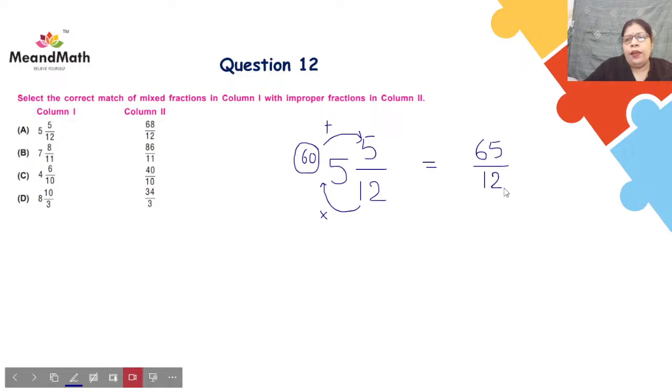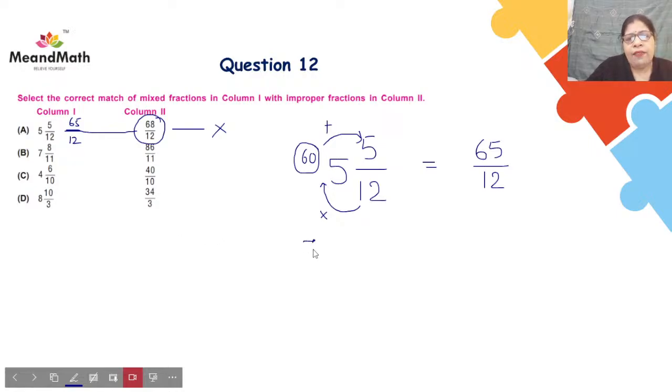This is 65 by 12. Let's check whether this is 65 by 12 or not. No, this is 68 by 12. So this option is absolutely wrong. In the same way, we are going to do the next one, B.